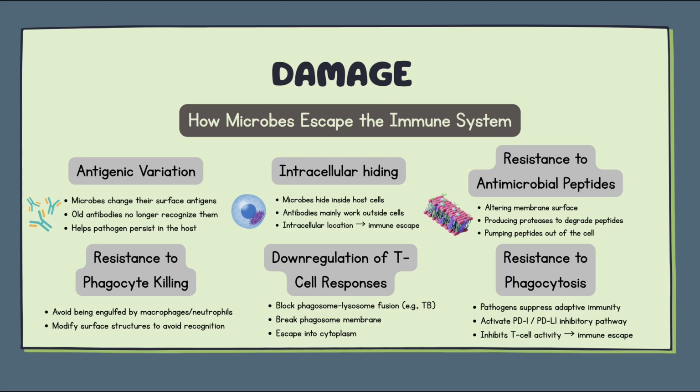What are some of the ways that it can block the killing mechanism? By blocking the fusion of the lysosome with the phagosome, preventing the formation of the phagolysosome. A classic example of a bacterium that does this is Mycobacterium tuberculosis. Another way is by degrading the phagosome membrane, which allows the microbe to escape into the cytoplasm. The third way is by escaping from the phagosome before destruction occurs. Using these mechanisms, the pathogen can escape the immune system.